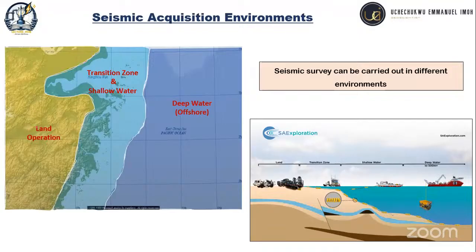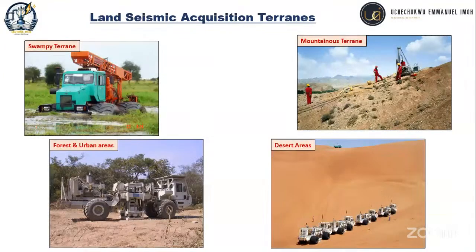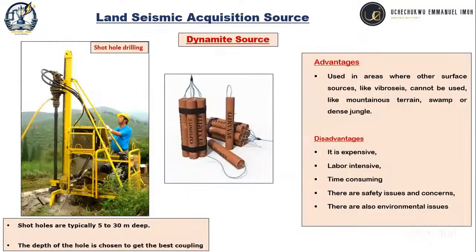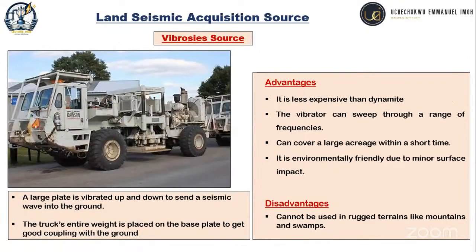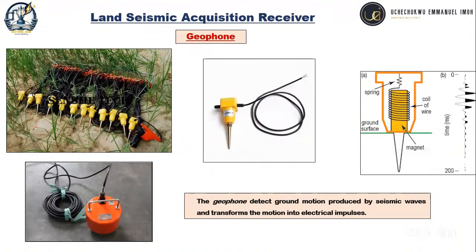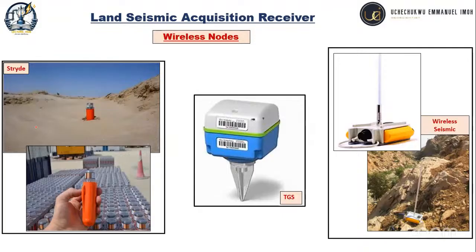Lastly, we talked about acquisition environments, from land acquisition to marine. We talked about different environments: swamp, desert, mountainous regions, forest, and all that. We talked about the acquisition sources for land, which is mostly dynamite and the vibroseis. And we discussed a few of their advantages and disadvantages. Then we looked at the land receiver, which is the geophone, which we are all conversant with. And then we looked at the nodes also.